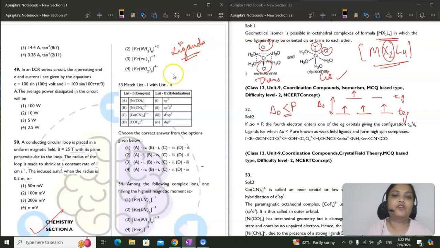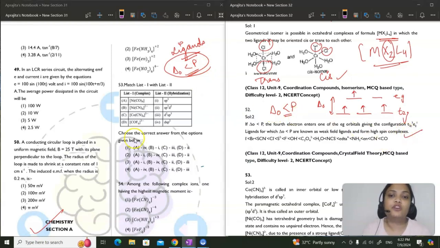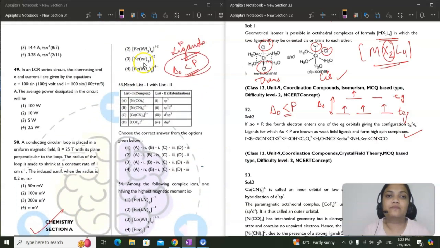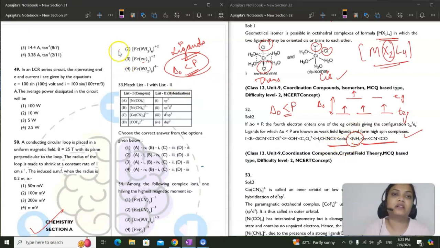The ligands for which delta naught, the crystal field splitting energy, is less than the pairing energy are called weak field ligands. They don't let the pairing happen, and they will form high spin complexes. If I look at the ligands here, we have cyanide, ammonia, ethylenediamine and nitro. If we look at the spectrochemical series, ammonia will be the lowest one here and it will form the high spin complex. So the answer is option number 2.